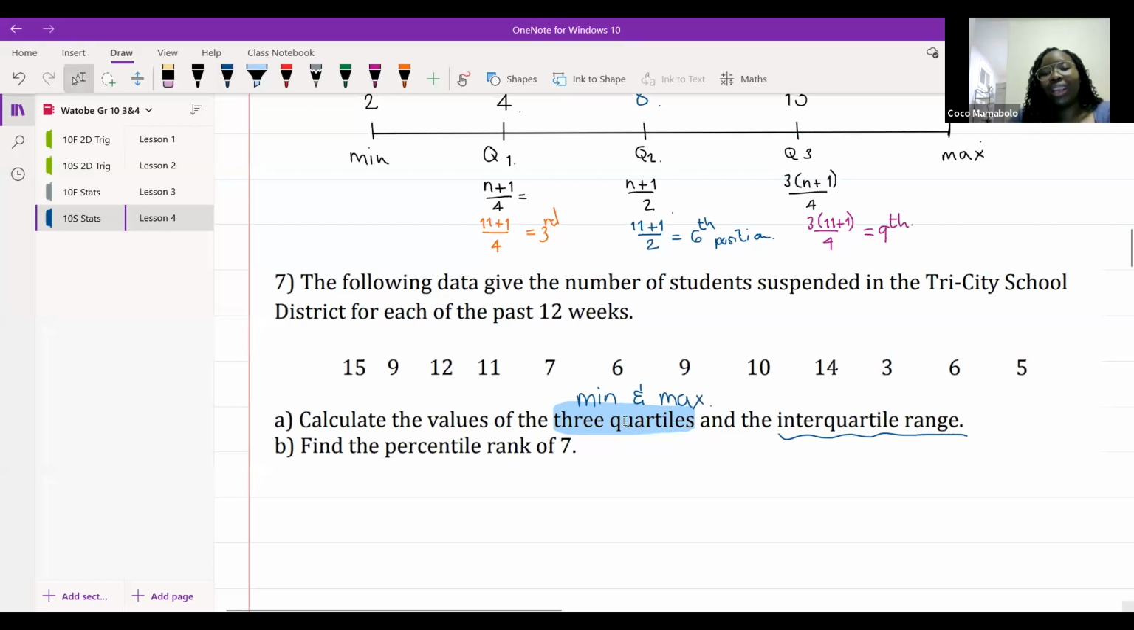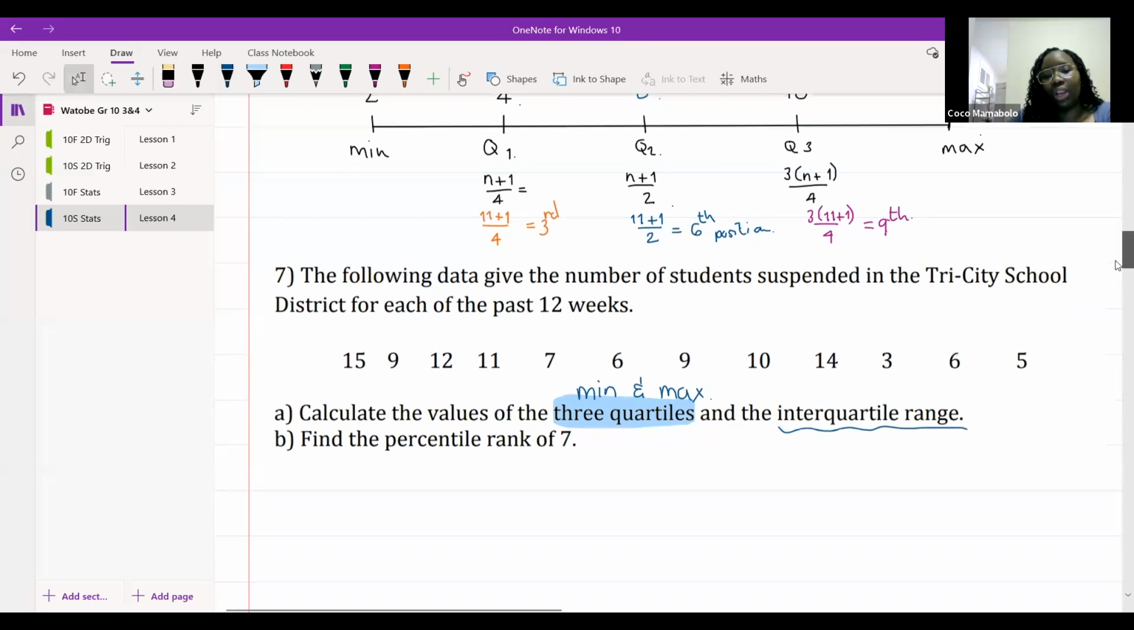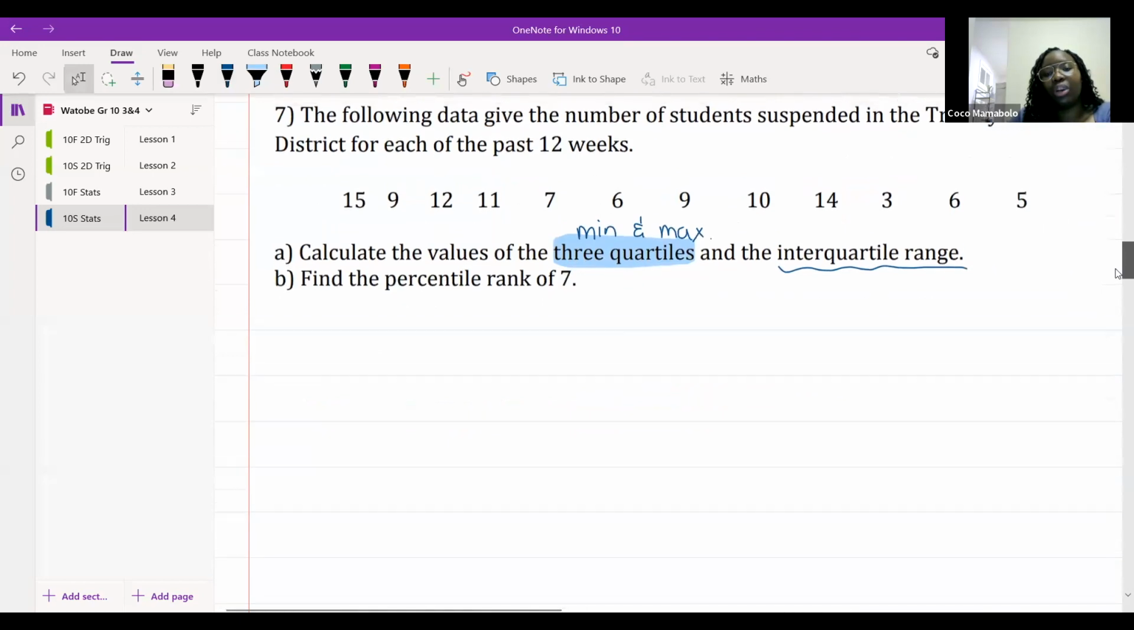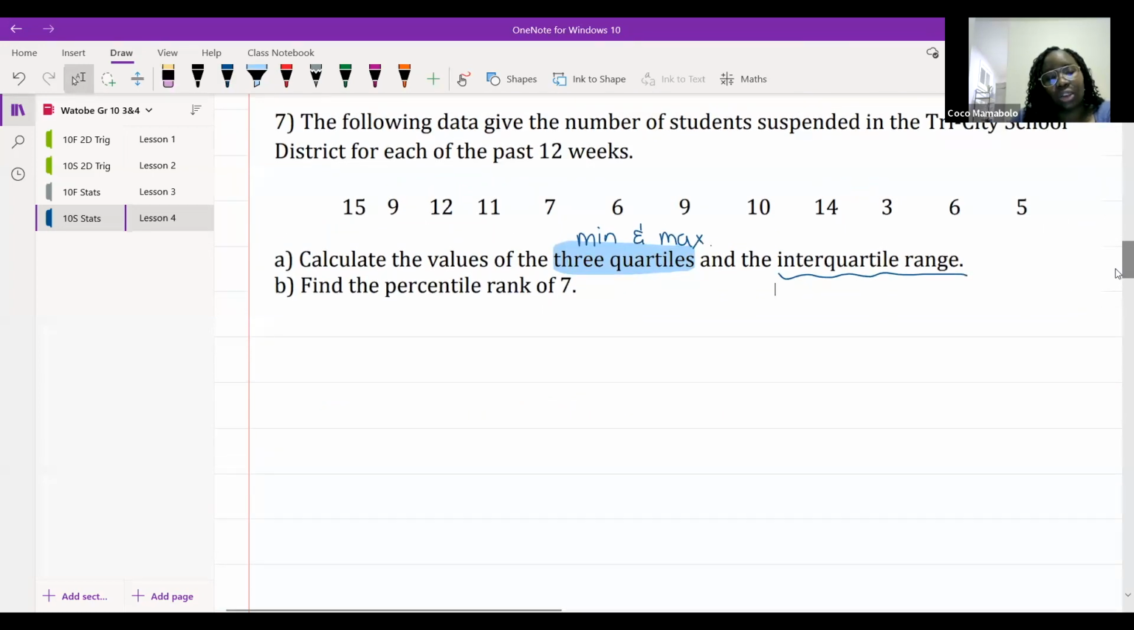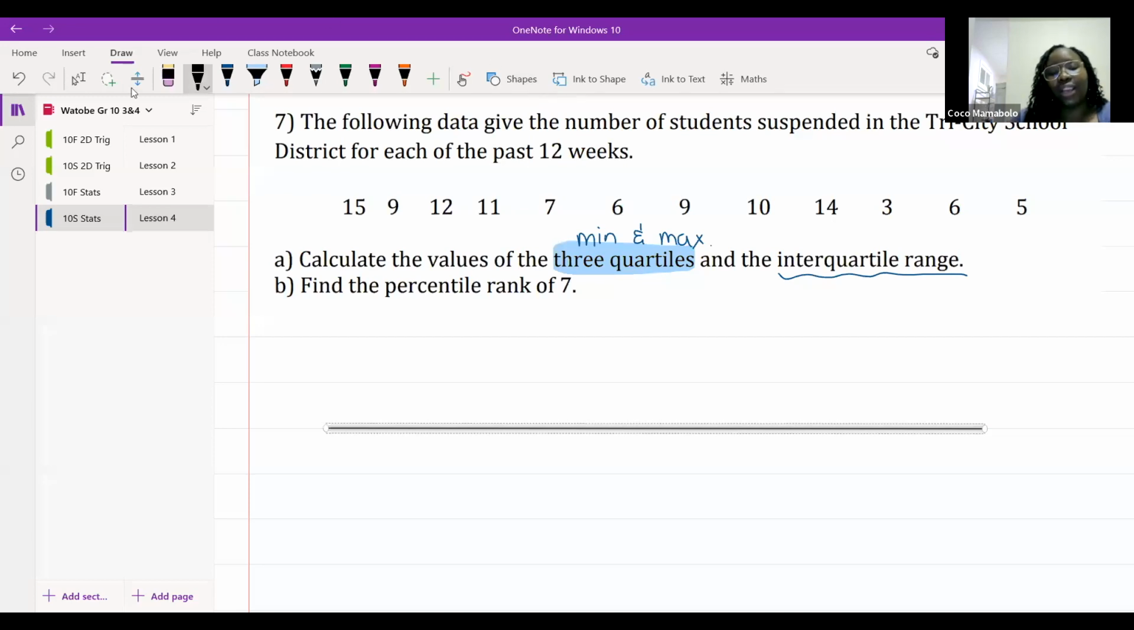So look at our data set. It's not in order. So I want you guys to first arrange it in ascending order. And then I want you guys to put it into that 5-number summary that we're talking about. Okay, put it in a 5-number summary. Once you're done, pop your favorite emoji in the chat.